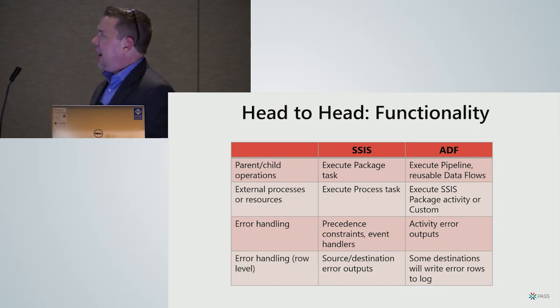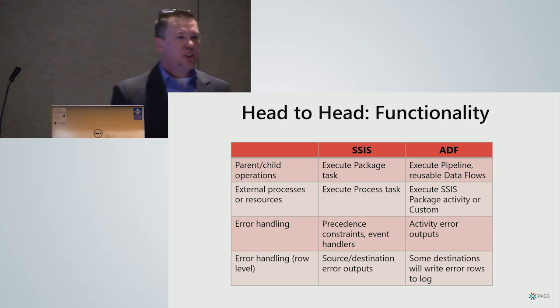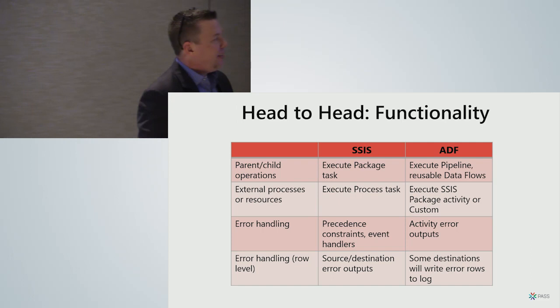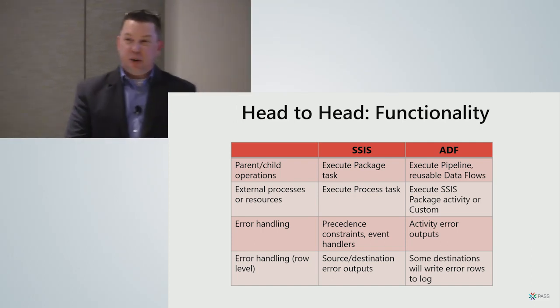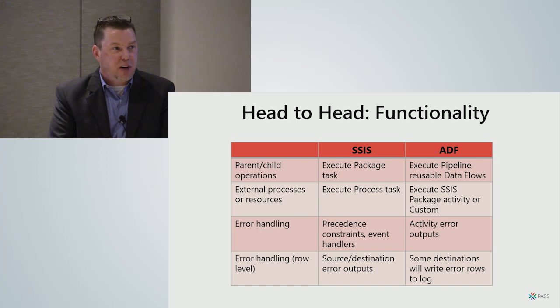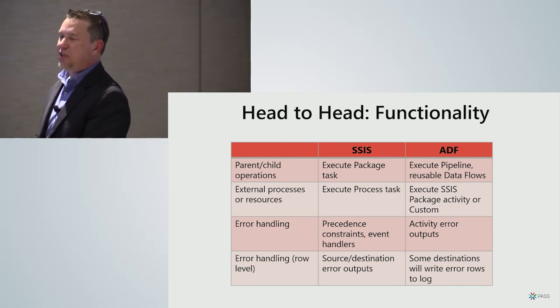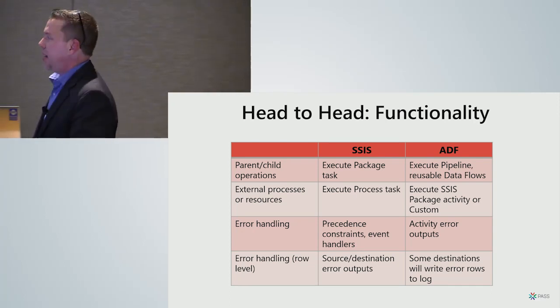For parent-child, SSIS will do a package execution where a package executes another package. In ADF, I can execute a pipeline in much the same way that I can do a package-to-package execution in SSIS. Also, and this is a neat feature of ADF, I don't know that it's going to be wildly popular, but it might be useful for some: all the data flows that you create in ADF are completely decoupled from any pipeline. So if you wanted to create a data flow and reuse it over and over again, it's very easy to do that, because it's completely decoupled from the pipeline in ADF, what we would call a package in SSIS.